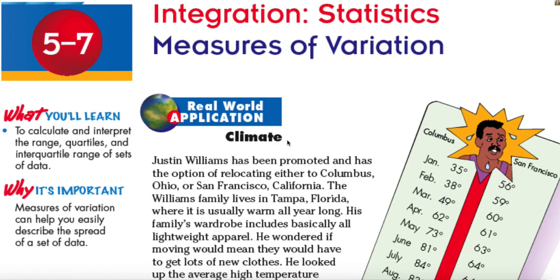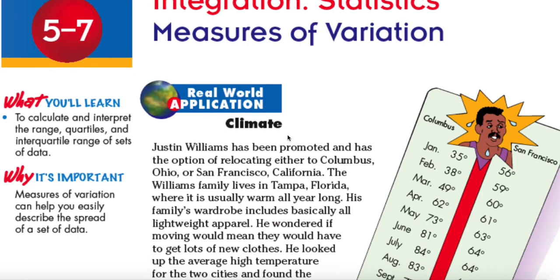Lesson 5-7 Measures of Variation, and in this lesson you learn to calculate and interpret range, quartiles, and interquartile range of sets of data. Why is it important? Because measures of variation can help you easily describe the spread of a set of data. So let's take a look at this example on climate.